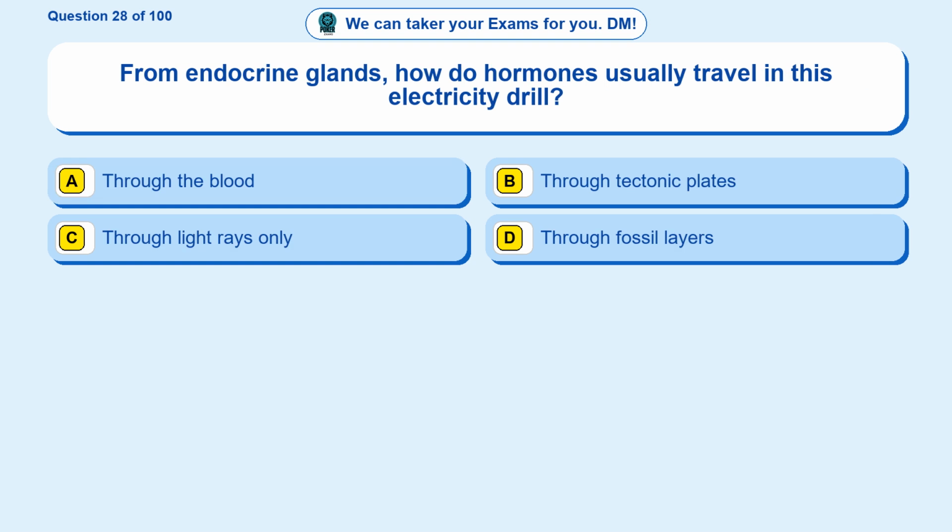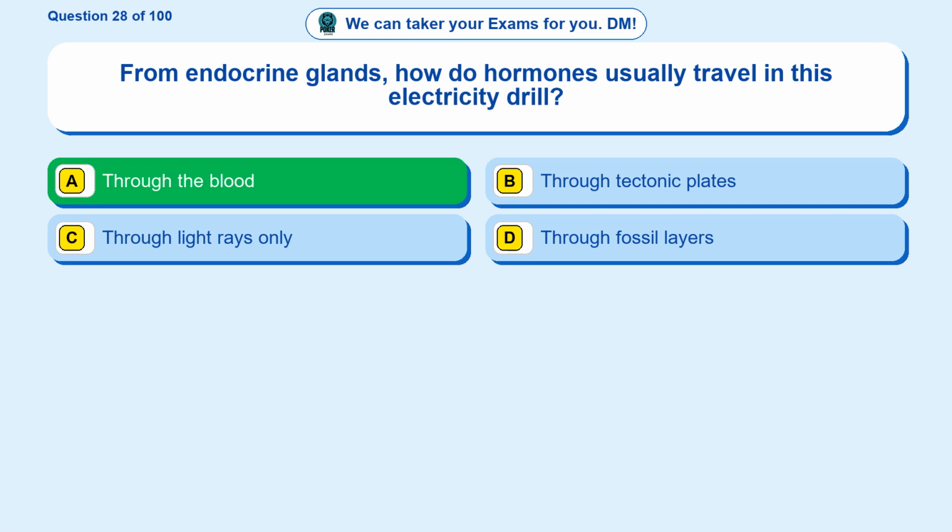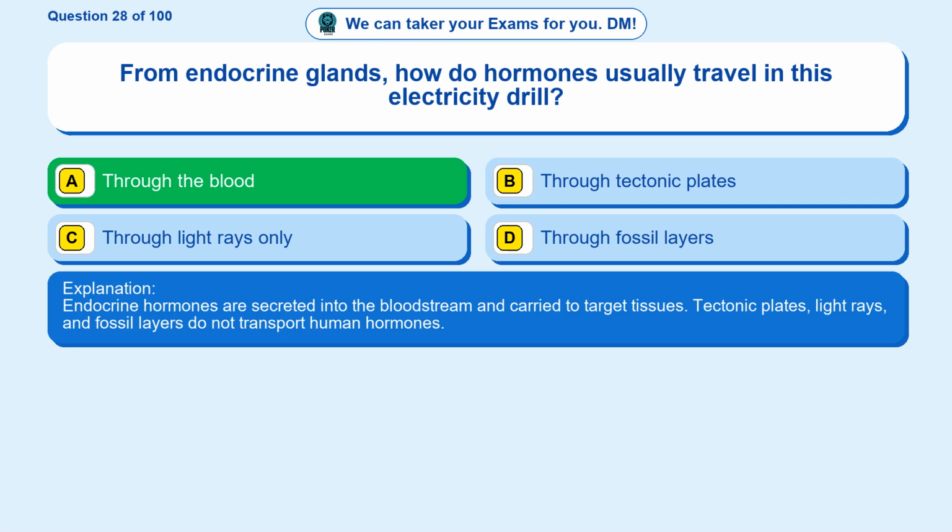Question 28. From endocrine glands, how do hormones usually travel in this electricity drill? Option A, through the blood. Option B, through tectonic plates. Option C, through light rays only. Option D, through fossil layers. The correct answer is option A, through the blood. Endocrine hormones are secreted into the bloodstream and carried to target tissues. Tectonic plates, light rays, and fossil layers do not transport human hormones.